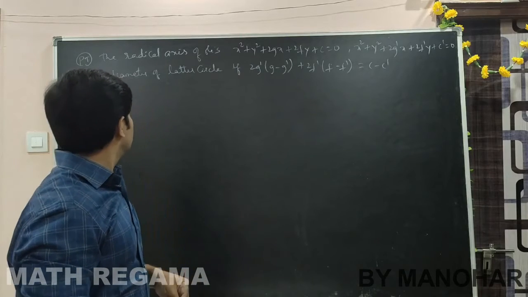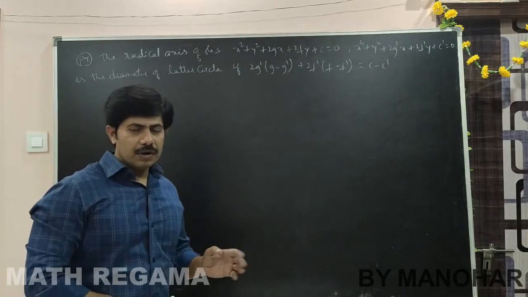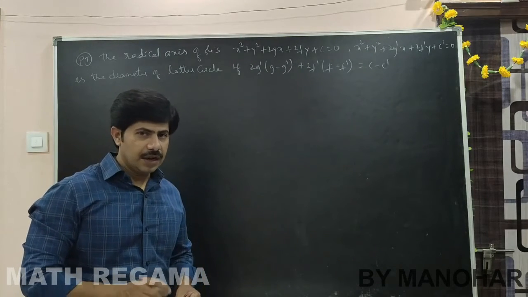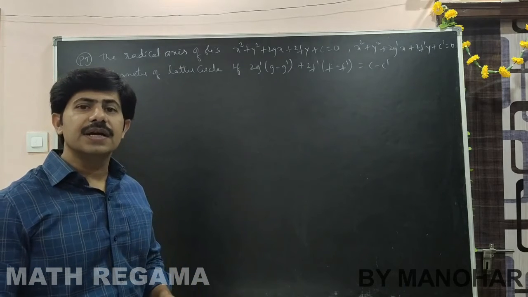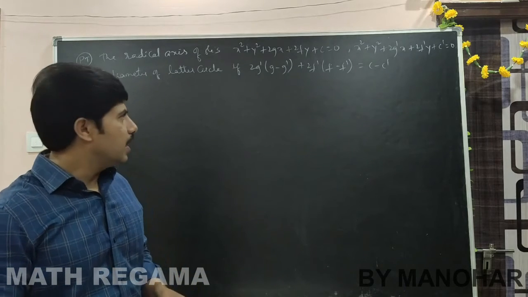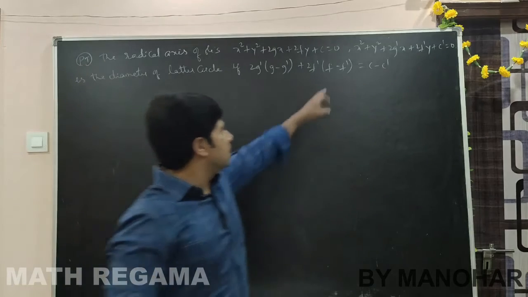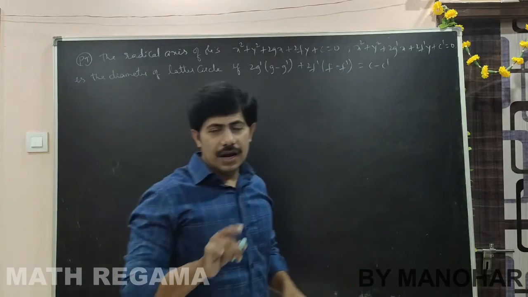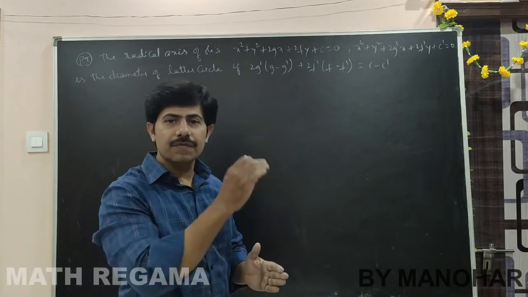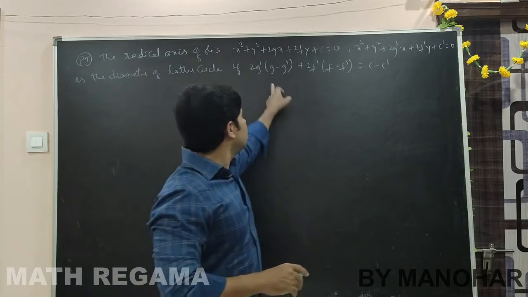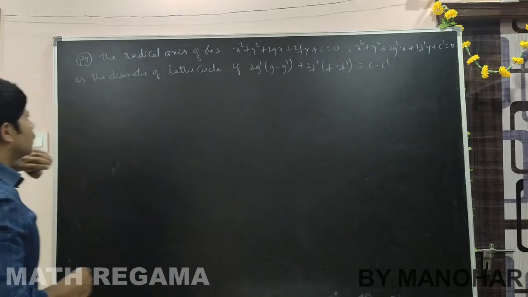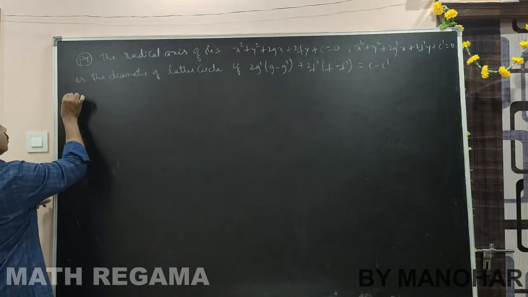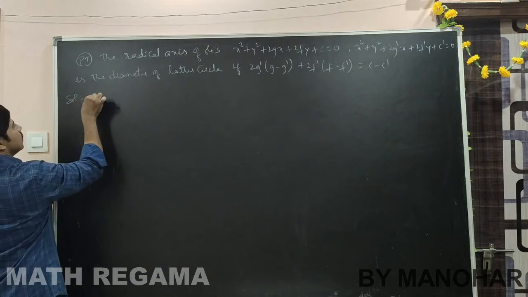So first what we'll do in this, we'll find the radical axis. After getting the radical axis, in the problem it is given that the radical axis is the diameter of the latter circle. Here latter circle means second circle. The radical axis is the diameter of the second circle. Then we need to prove this condition. So first we'll find the equation of the radical axis.